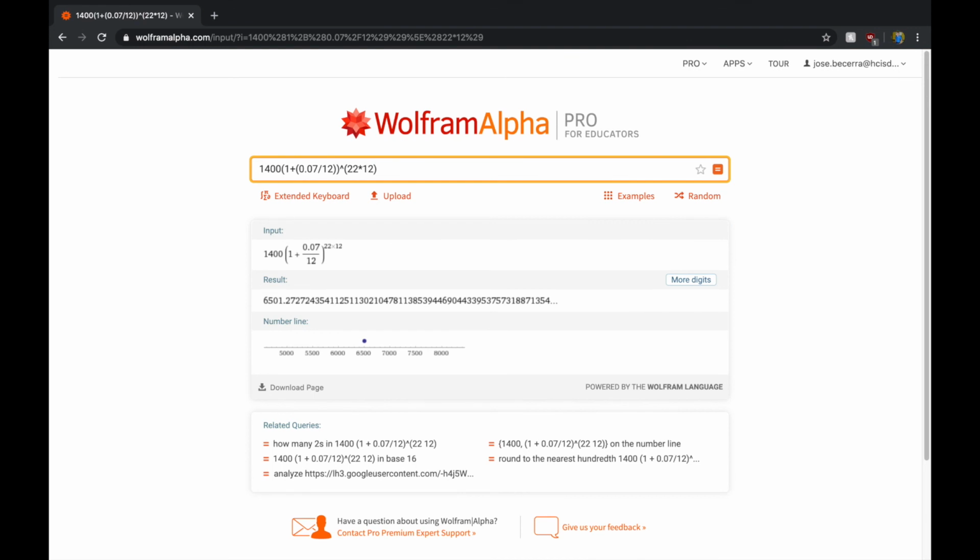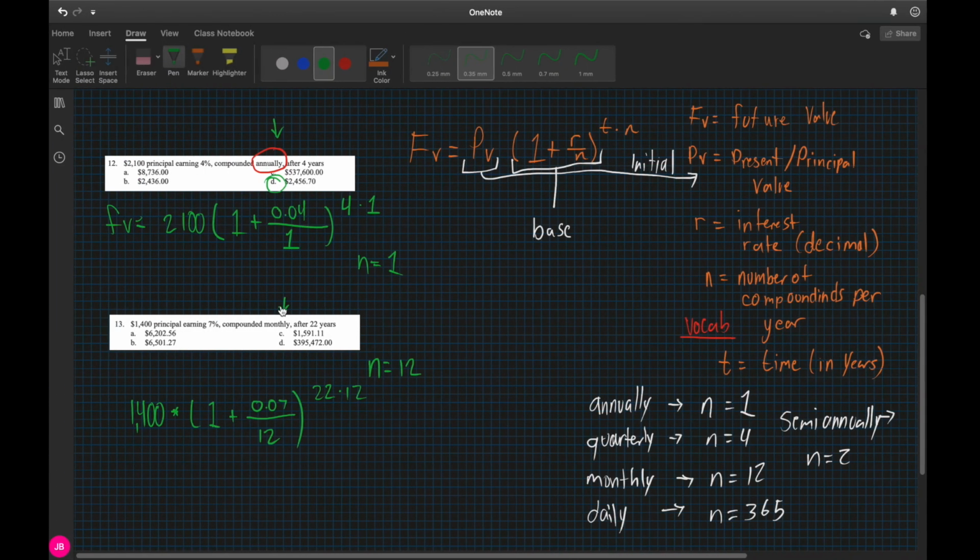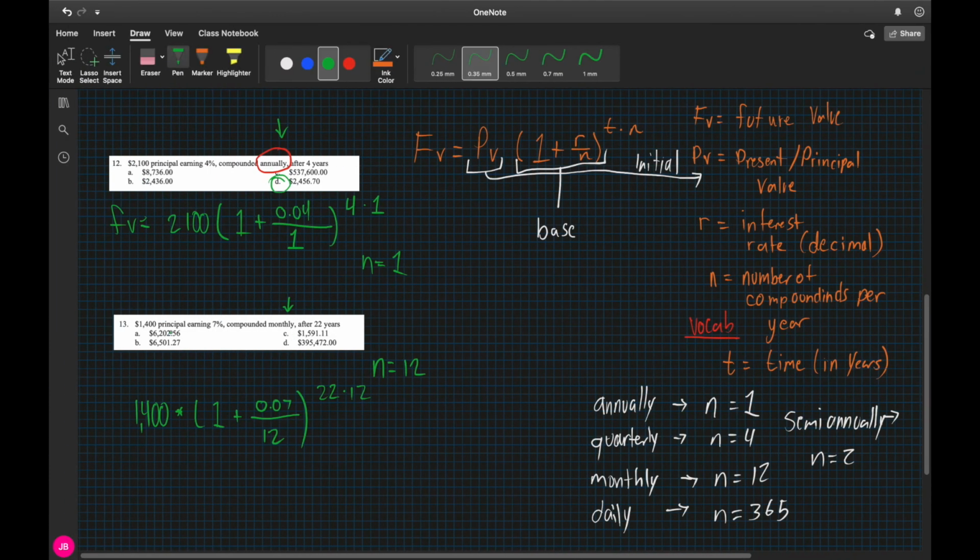Once we have everything plugged in with the appropriate parentheses, Wolfram Alpha gives us our answer, which is 6501.27, which would be answer choice B.